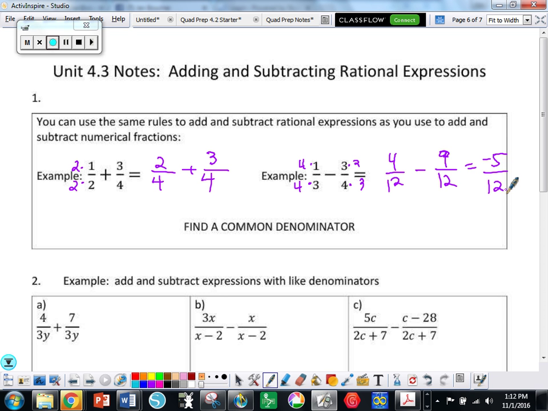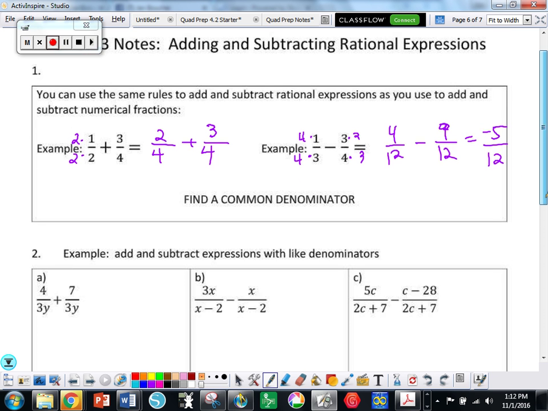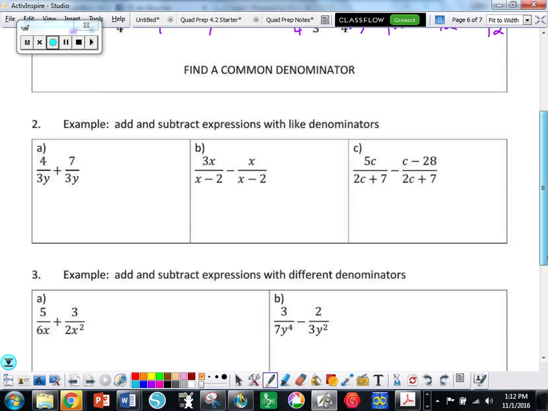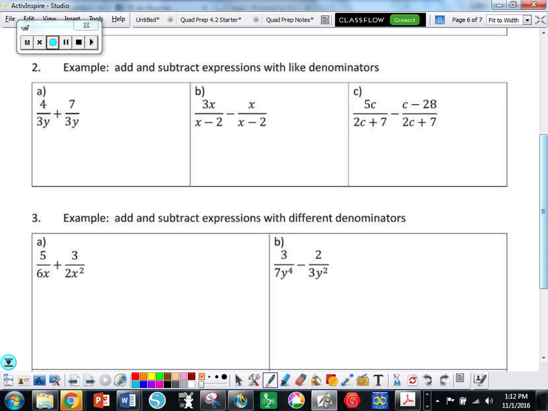Okay. Now this has a little bit to do with what we're doing today. The only difference is today we are doing it with variables, not numbers. Now my first example, or set of problems, they already have a common denominator. So all you have to do is add or subtract the numerators. So for part A, the common denominator is 3y. Add the numerators, you get 11 over 3y. Do you have to list the excluded values? No, because the problem doesn't tell you to.